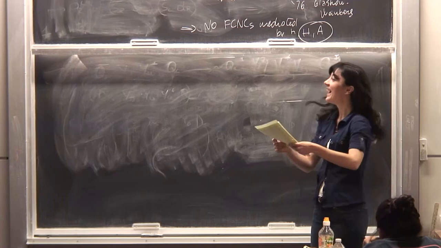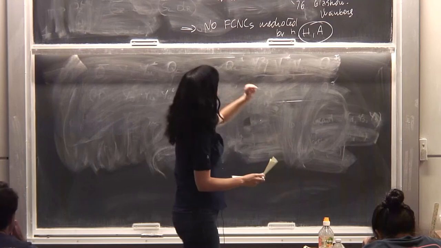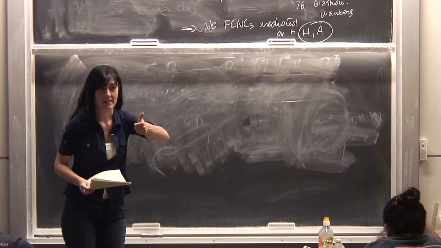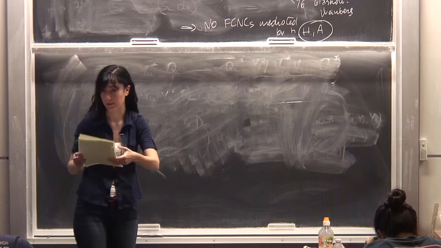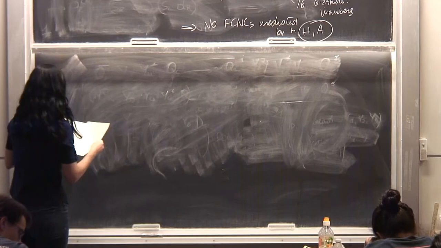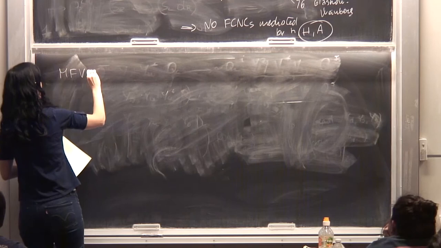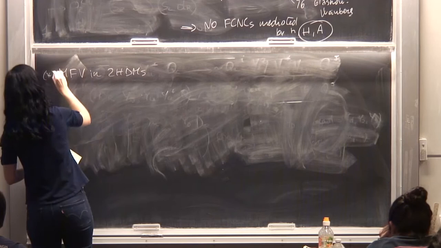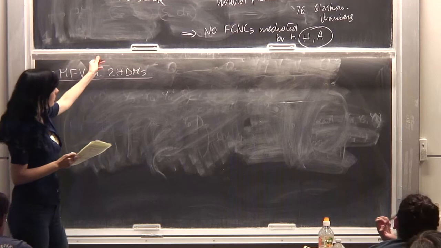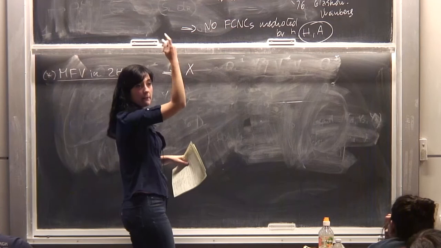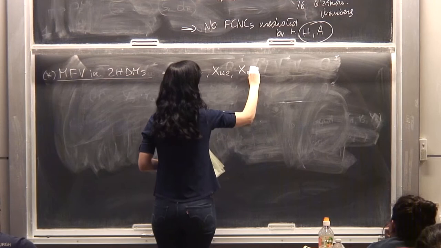Since we have spoken a little bit about minimal flavor violation, let's see what happens if we impose minimal flavor violation here. This is, first of all, an exercise, and second of all, I'm using this to show you that indeed we can have something a little bit more complex and also richer for the phenomenology. If we impose minimal flavor violation in two Higgs doublet models, let's see what we obtain. Minimal flavor violation allows all of these Yukawas: XU1, U2, D1, D2. These are all different from zero.